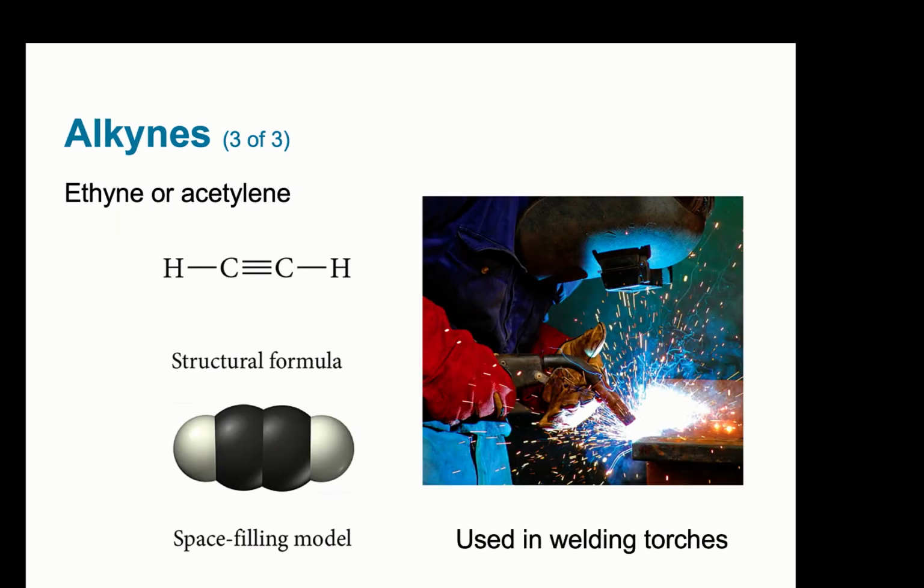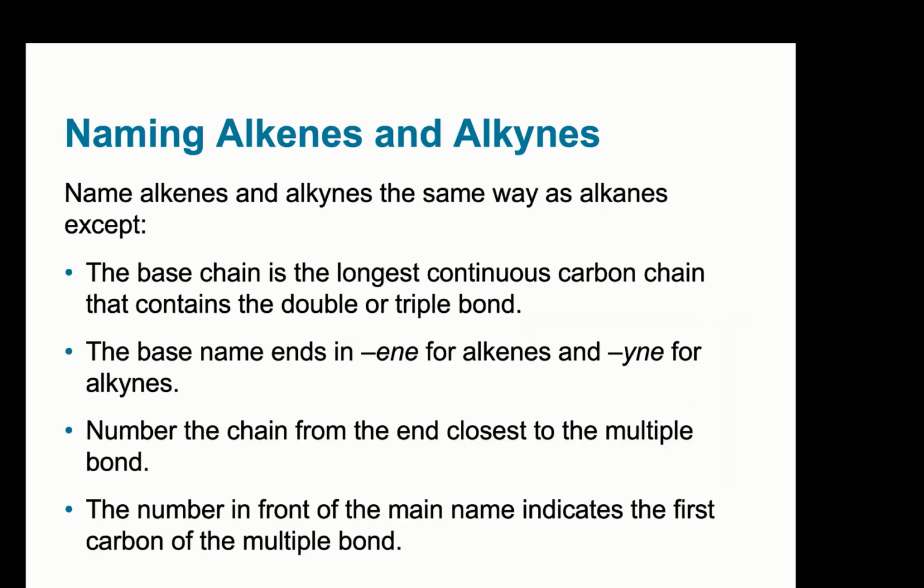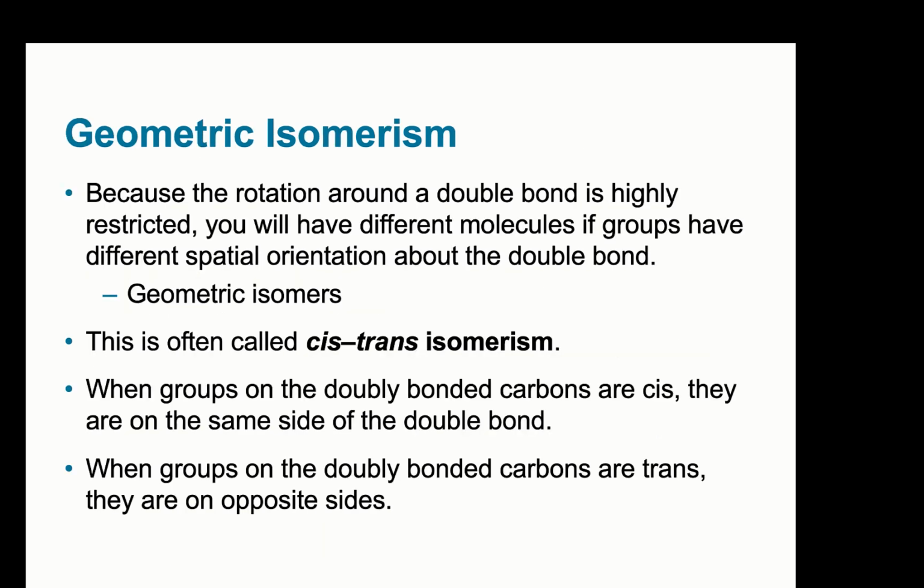Okay. Acetylene is what's used in welding torches, and it's pretty strong stuff. So, alkenes and alkynes are named the same way, except for the ending. Well, there you go. I don't have to read the slide; you can read it yourself.